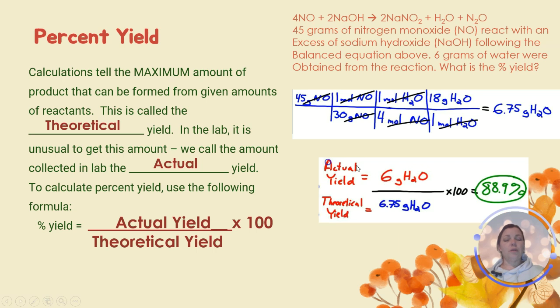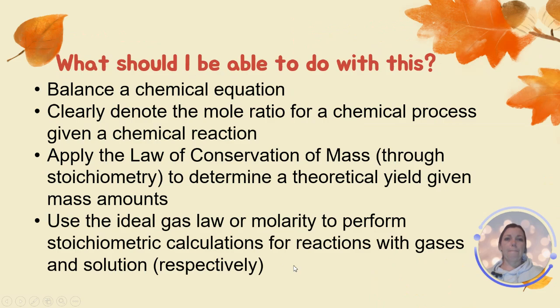So then to do your percent yield, you would do your actual, which is 6, over your theoretical, which was our calculated, which was 6.75, multiplied by 100. And the percent yield of this reaction was 88.9.